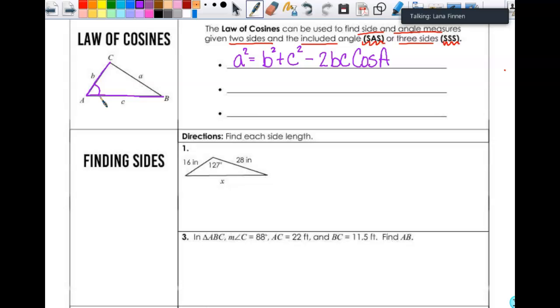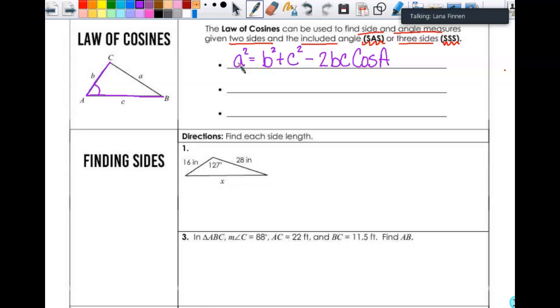It's the side that you're looking for squared. That's equal to the other two sides squared and added together, minus 2 times these two numbers multiplied together, times the cosine of the angle that's opposite that side, right? And once you do it a few times, you realize that that's not really that hard to keep up with where things go.